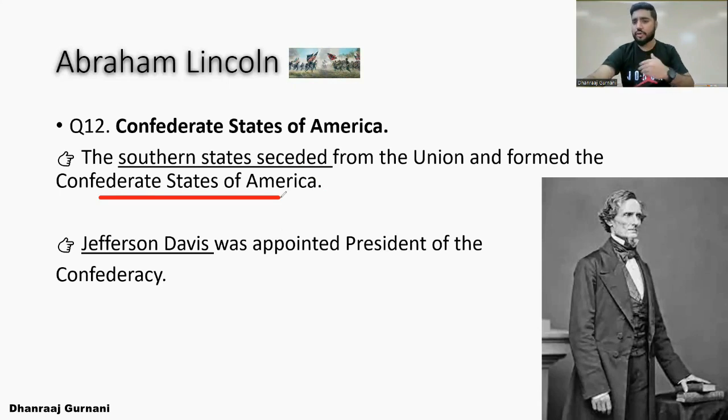Very important, we don't call them North America or South America. We call them northern states and southern states. Now the southern states have broken away and formed the Confederate States of America. Jefferson Davis was appointed as the president of this Confederate States of America, which were the southern states which broke away, which seceded.